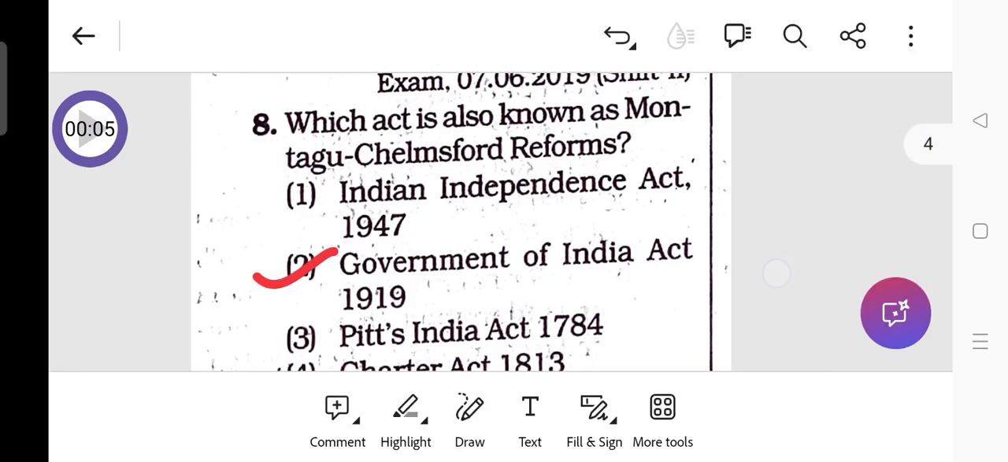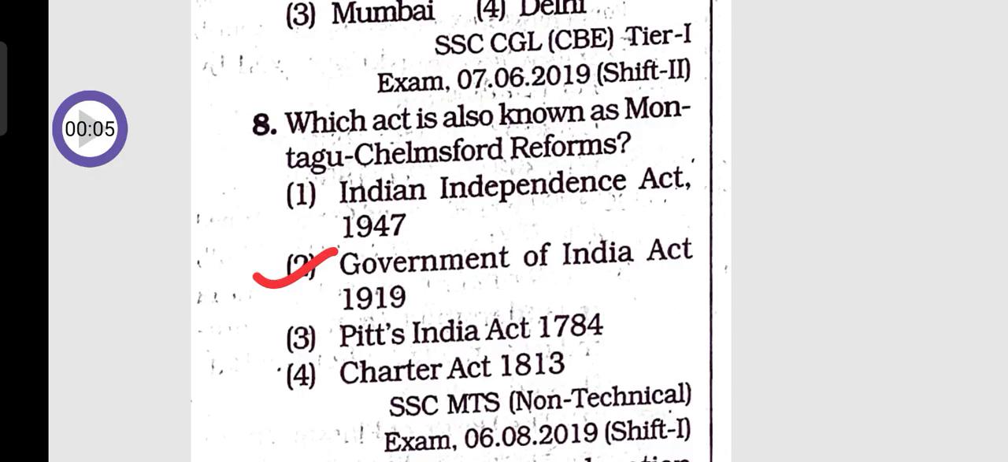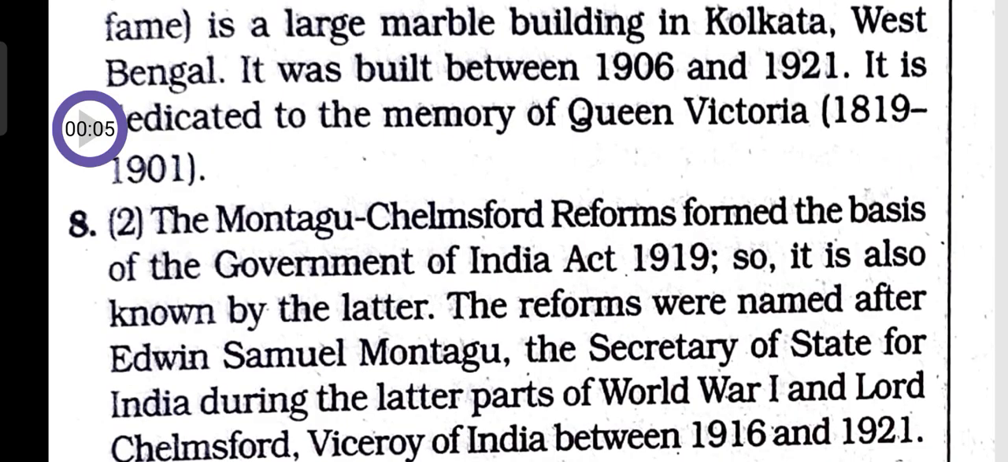So the answer is option 2, Government of India Act 1919. The Montague-Chelmsford reforms formed the basis of the Government of India Act 1919, so it is also known by the latter. The reforms were named after Edwin Samuel Montague, the Secretary of State for India during the latter parts of World War I, and Lord Chelmsford, Viceroy of India between 1916 and 1921.